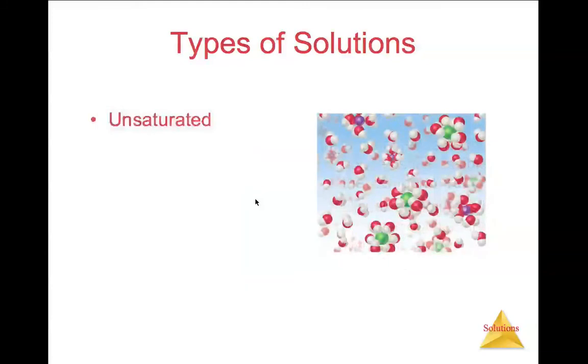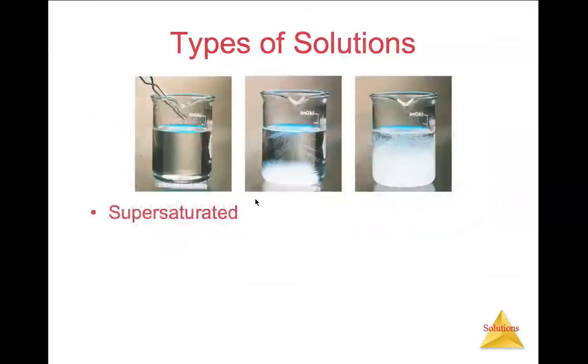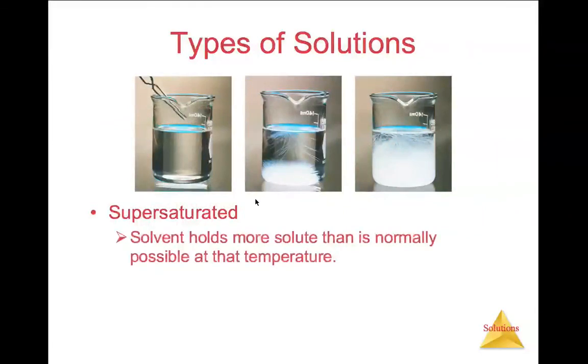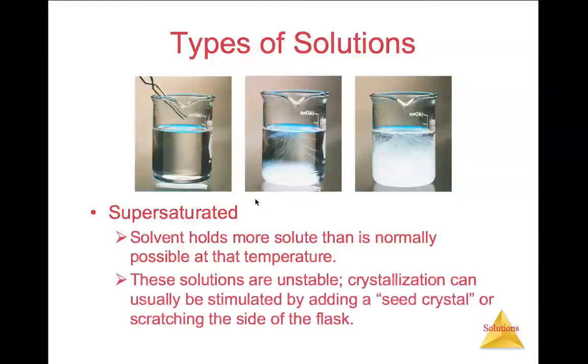In an unsaturated solution, less than the maximum amount of solute for that temperature is dissolved in the solvent. More could be dissolved. In a supersaturated solution, the solvent holds more solute than is normally possible at that temperature. These solutions are unstable, and crystallization can usually be stimulated by adding a seed crystal or simply scratching the side of the flask or agitating the supersaturated solution.